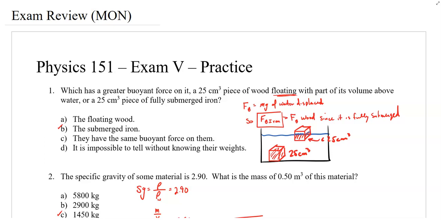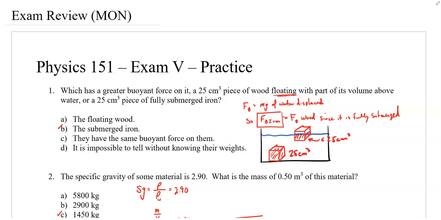If you recall, we started this unit with chapter 11, where we were talking about statics in fluids, or fluid statics. And question number 1 is precisely that: which has a greater buoyant force on it, a 25 cubic centimeter piece of wood floating with part of its volume above the water, or a 25 cubic centimeter piece of submerged iron? Now, at first, when I read this, I missed the fact that the wood is floating with part of its volume above the water, and so it would be easy to say at first that the two have equal buoyant forces.